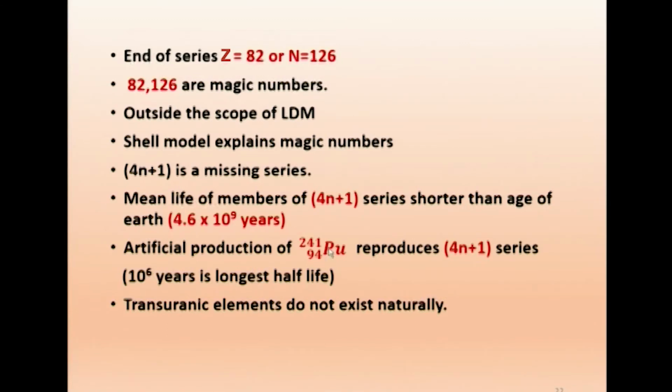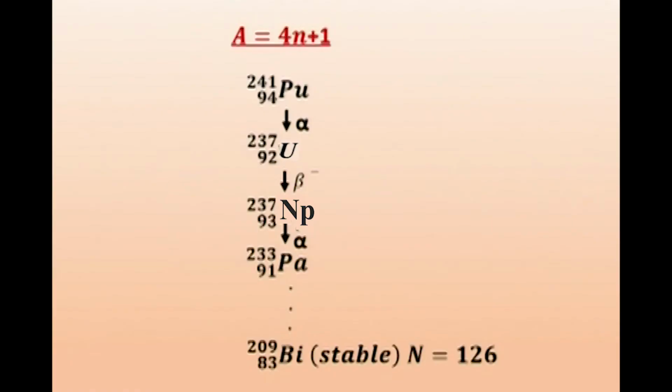So, now when you say 4n plus 1 series, when you artificially produce it, you must be able to get that, and they have done it: the artificial production of plutonium 241. So, I will go back to this 4n plus 1 series. The first element is 94 241, which does not exist in nature because its lifetime is shorter than the age of the earth. But in a nuclear reactor, in bombardment reactions, it can be produced.